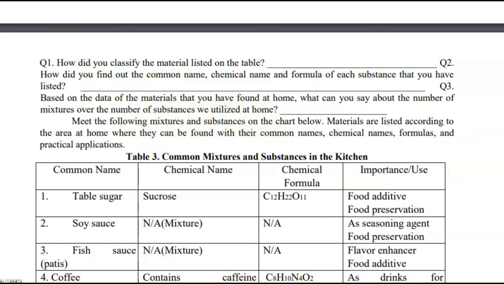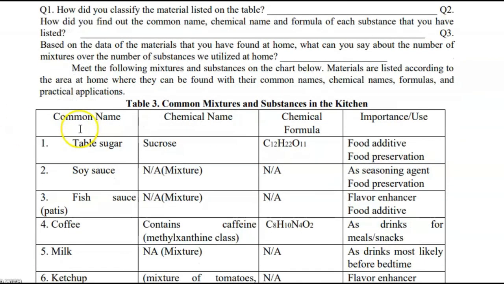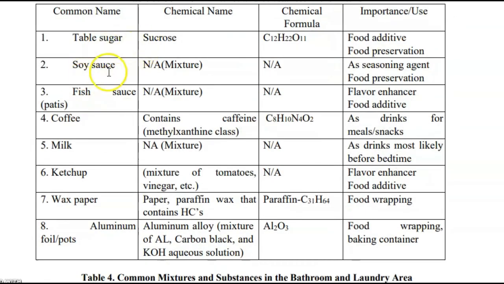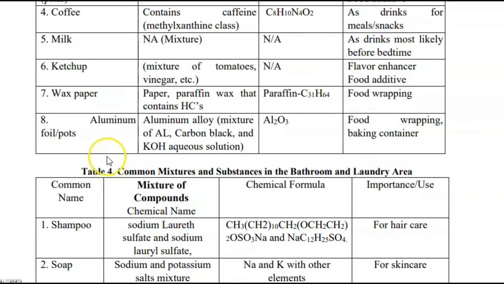So, ano ba yung napansin yung mas marami? Yung mixtures ba or substances? Tandaan, when we say substances, it can be element or compound. And when we say mixtures, it can be homogeneous or heterogeneous mixtures. We have here a lot of examples of the common mixtures and substances in the kitchen. Table sugar, soy sauce, fish sauce or patis, coffee, milk, ketchup, wax paper, aluminum foils, and pots.